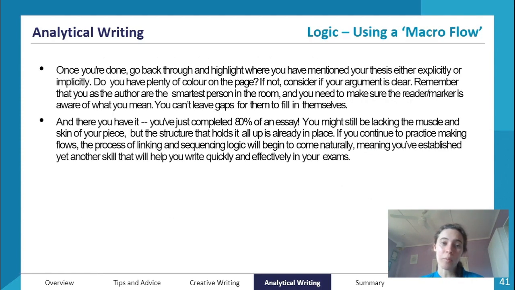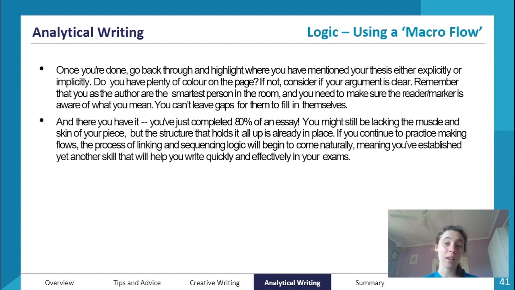And once you're done, go back through and highlight where you have mentioned your thesis, either explicitly or implicitly. And make sure you've got plenty of color on the page. And if not, then you need to consider whether your argument is actually clear. You, as the author, are the one that really understands what you're going for, and you need to make sure the reader or the marker is aware of what you mean. So you can't leave those gaps for them to fill themselves. First of all, they may not know how to fill them, or they may fill them in the wrong way and interpret what you've got wrongly.